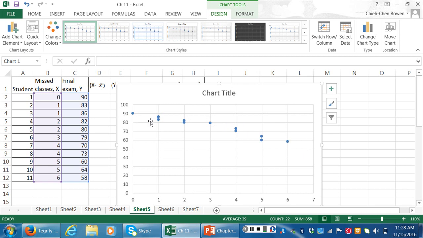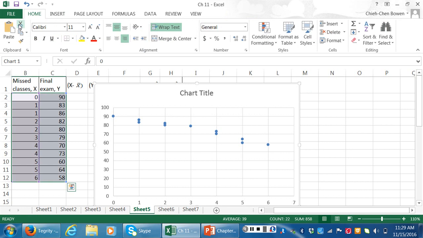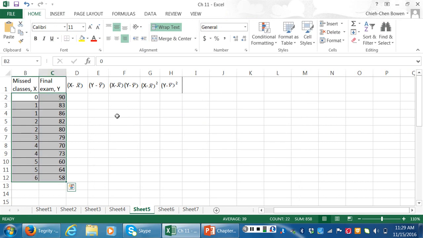So by visually examining the relationship between number of classes missed and their exam score, we conclude that a linear relationship exists between these two variables. We can move the chart out of the way by just deleting the chart for now. Okay, so that gives us space to calculate the numbers we need.